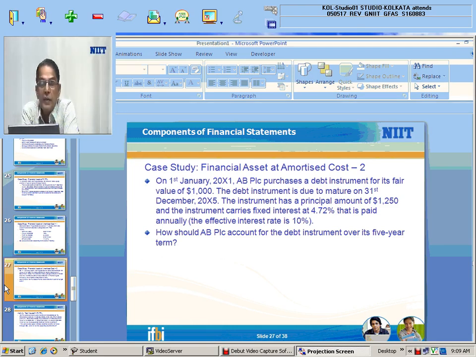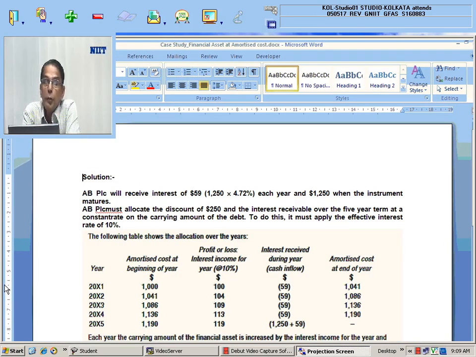So every year REV will receive interest of 59 on 1,250 at the rate of 4.72%. That is, the principal amount of the debt is 1,250, so at the rate of 4.72%, the annual interest payment will be $59. And the principal amount also will be received when the debt instrument matures, that is 1,250. So this is the cash flow from the debt instrument.